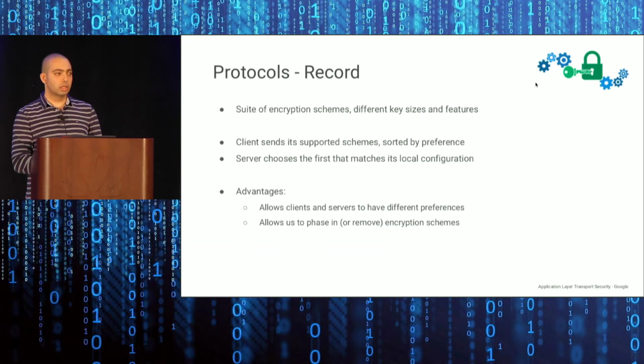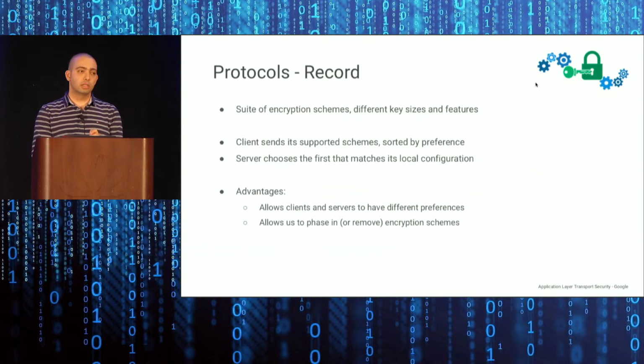The next protocol is the record protocol. It's basically the one that kicks in after the handshake finishes, and it protects the confidentiality and integrity of all traffic after the handshake. It's basically a collection of encryption schemes. There's no one scheme that ALTS supports. It provides support for multiple schemes and with different key sizes and features.